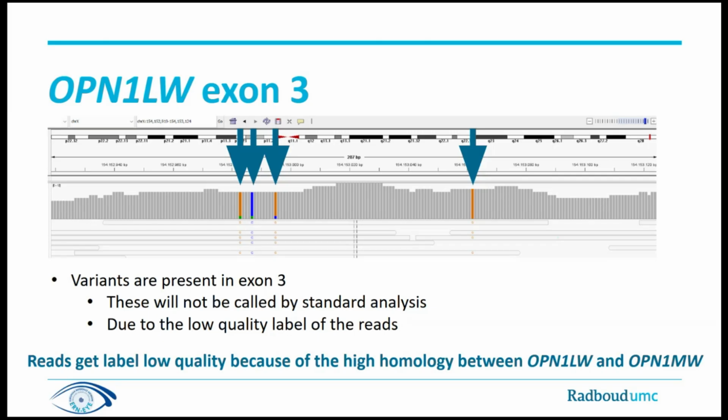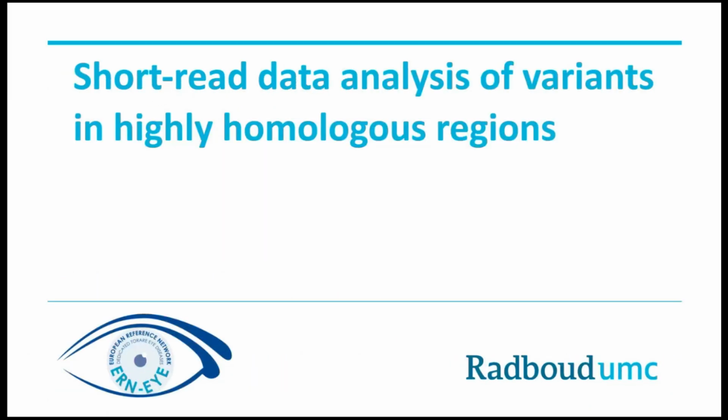And these reads get a low quality because of the high homology, or similarity, between the OPN1-LW and OPN1-MW gene, as already was explained by Suzanne. Next slide, please. The variants are present in the data, but they have not been called. And to address this, our bioinformatics team developed a specialized tool called the SecDub tool for analyzing variants in highly homologous regions in short-read sequencing data. So next slide.